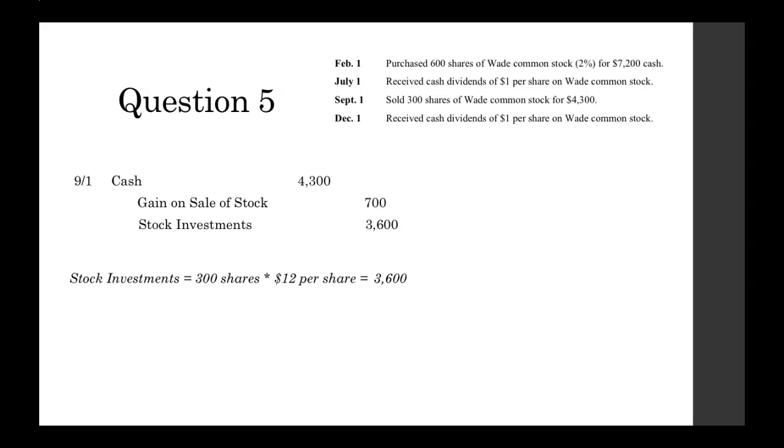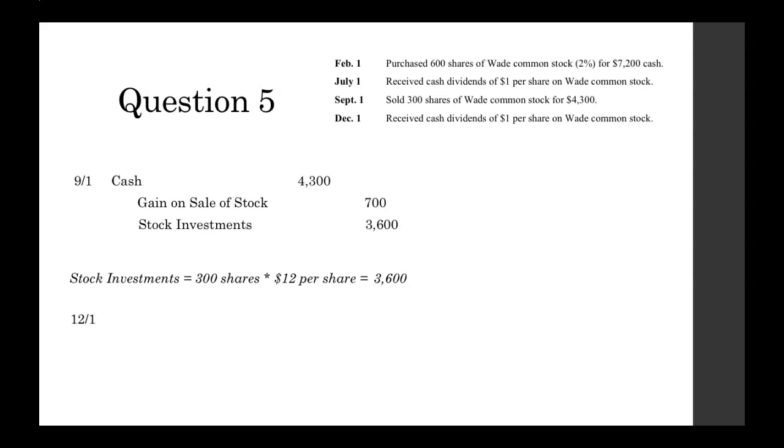So if it was the other way around, if you got less cash than what your stock investments were worth, we would have had to debit a loss on the sale of stock. But here we made money, so we credit our gain.